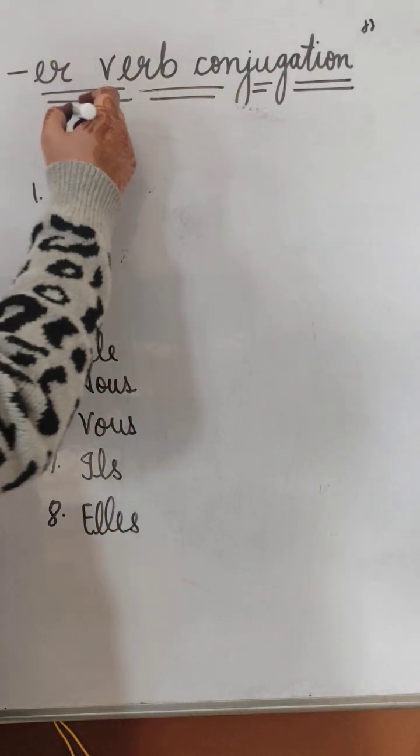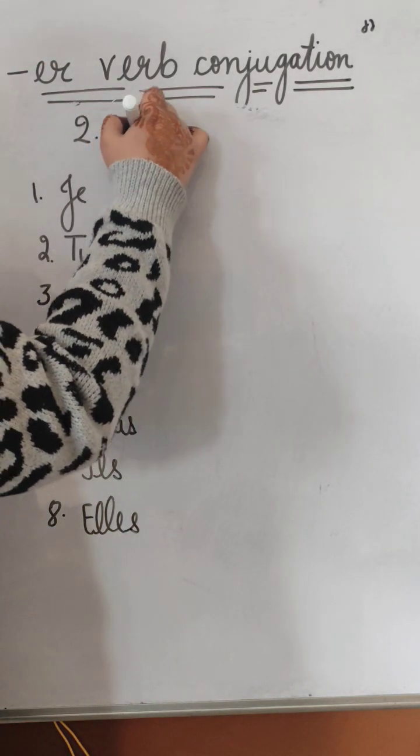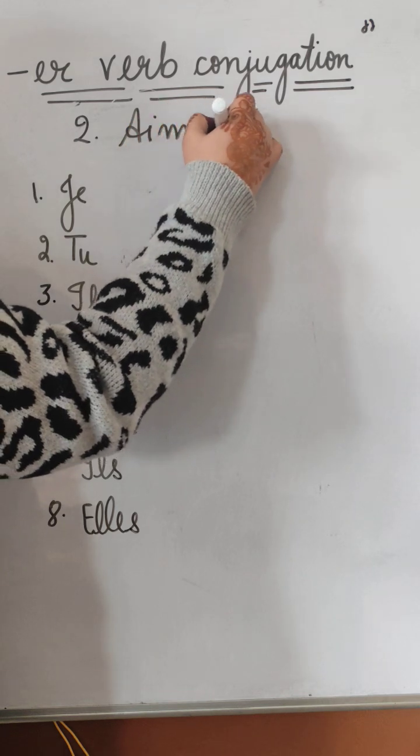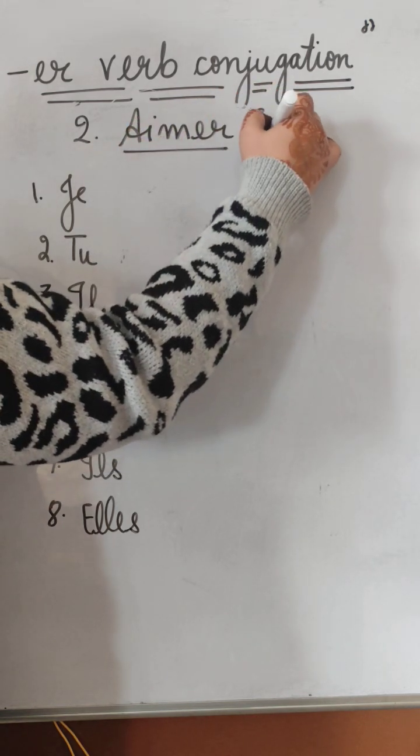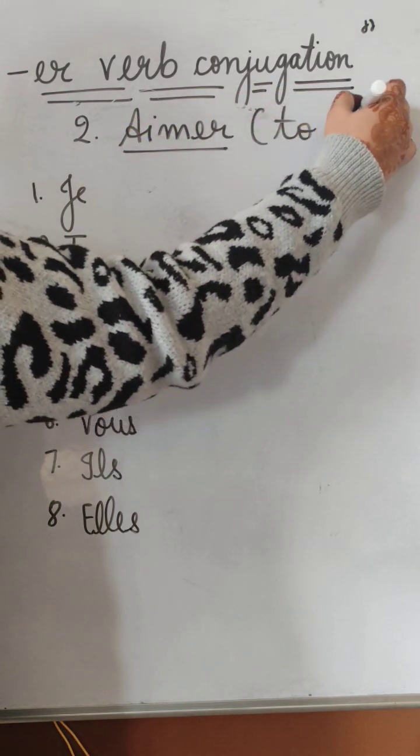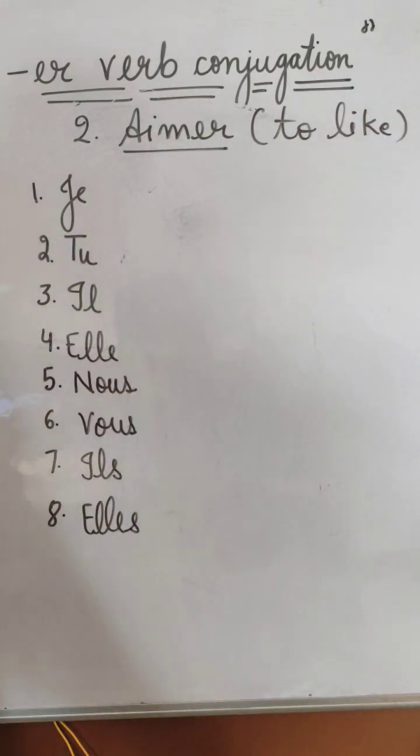Okay, now let us take another example. The verb that is starting with a vowel, how to conjugate that? Aimer. Aimer means to like. So first rule remains the same. Write the 8 subject pronouns.